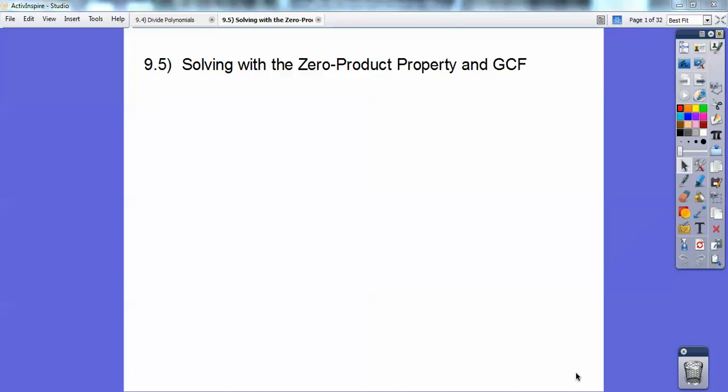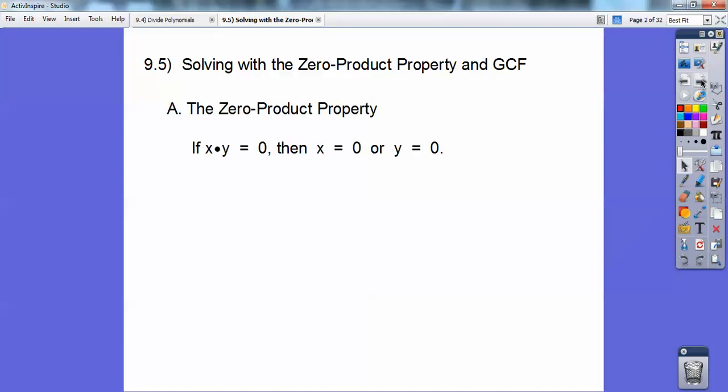This algebra lesson is on solving with the zero product property and GCF. This is the beginning of factoring. The zero product property says this: if something times something equals zero, then either this one has got to be zero and/or this one has got to be zero. That's the basic thing of solving quadratics.